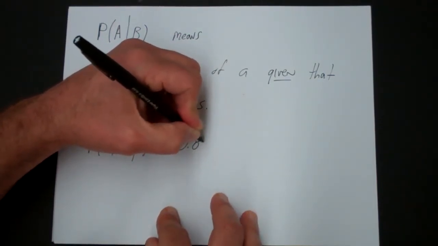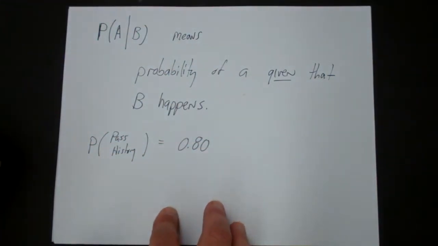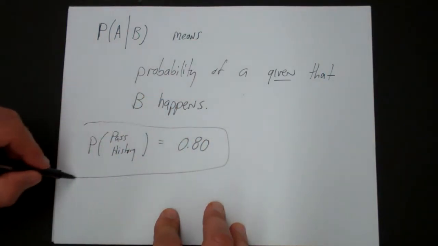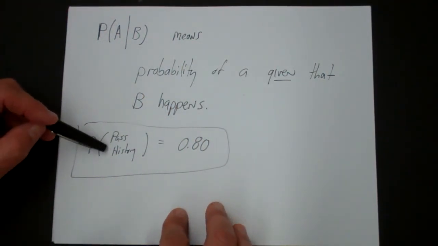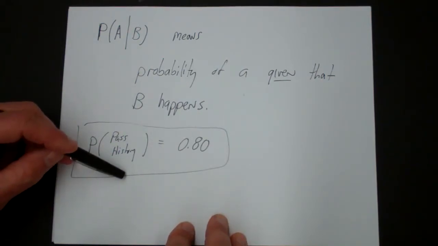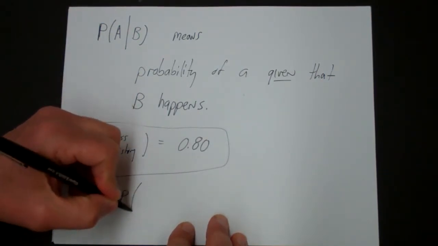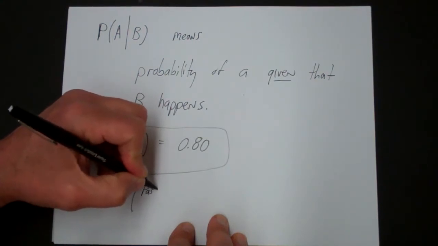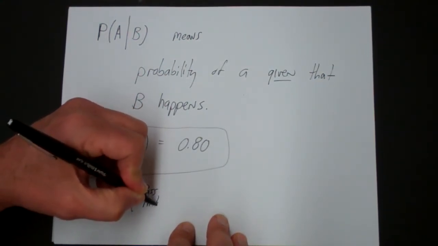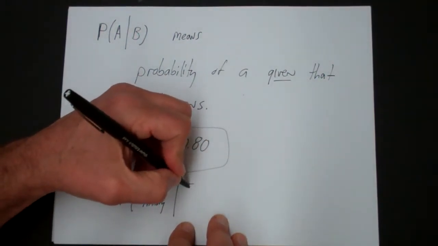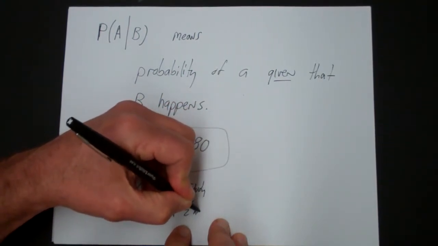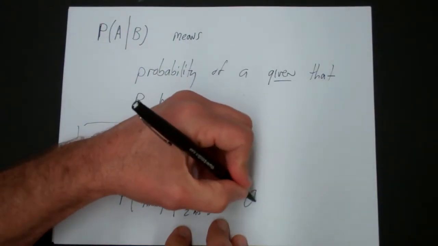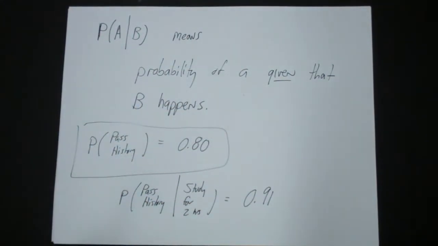is 80%. Well, that's just the probability that you pass your history test, but in fact we know that you have two options. You can either study for your history test or not study for your history test. So you can say, well, what's the probability that I pass my history test given that I study for 2 hours? And let's say that's 91%.